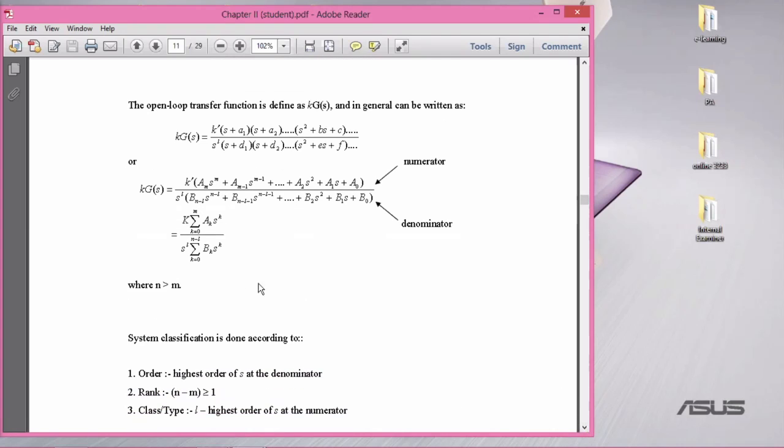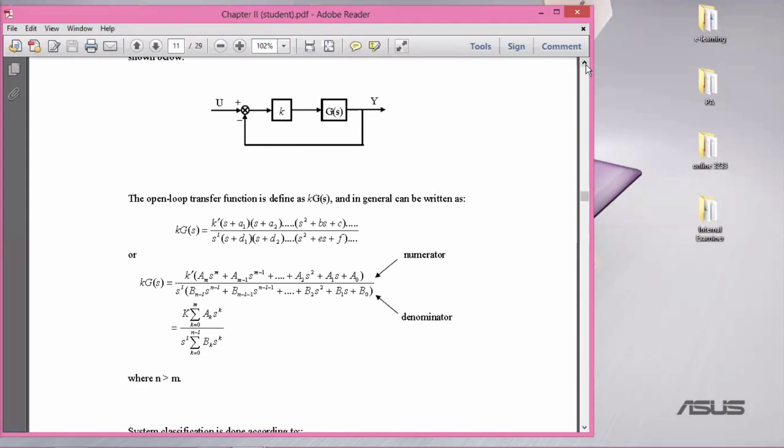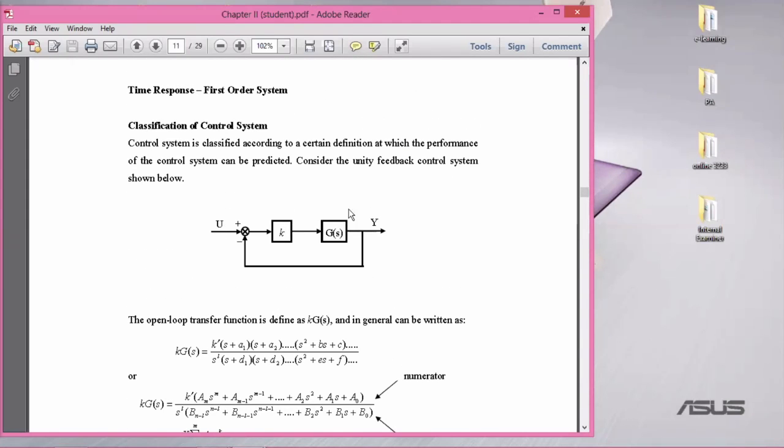So the classification of the control system is made using the open loop transfer function. Forget about that. So this is a control system. This is a closed loop system. The open loop transfer function is just the loop gain, which is K multiplied by GH of s, not the whole transfer function that relates input to the output.